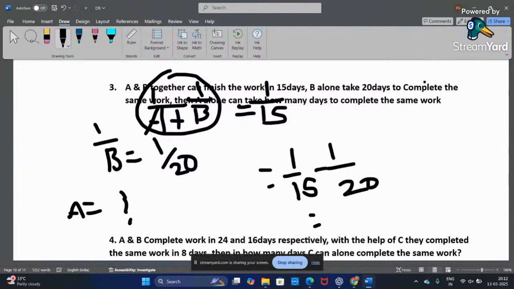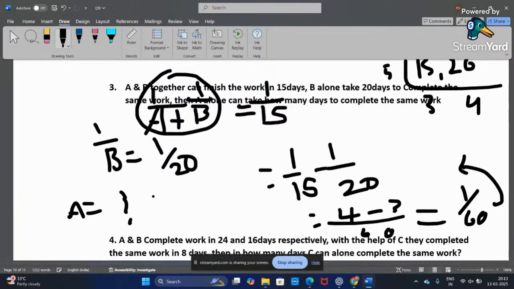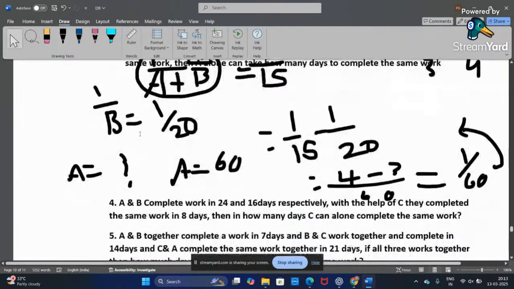So the LCM of 15 and 20, what is the LCM? 5 3s are 15, 5 4s are 20, 15 4s are 60. And 15 4s are 60, minus 3s are, so it is 1 by 60. What is the answer for A? We have to reverse this, so the A value is 60. This is how you need to find the answer.